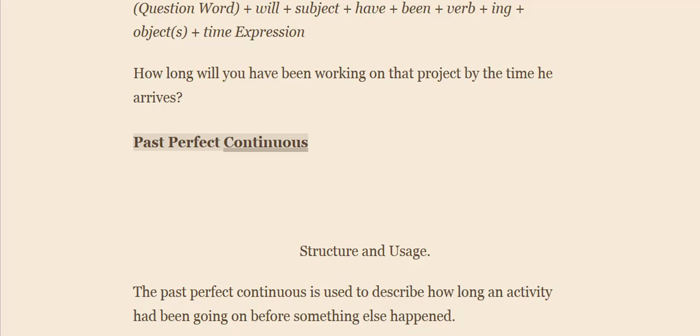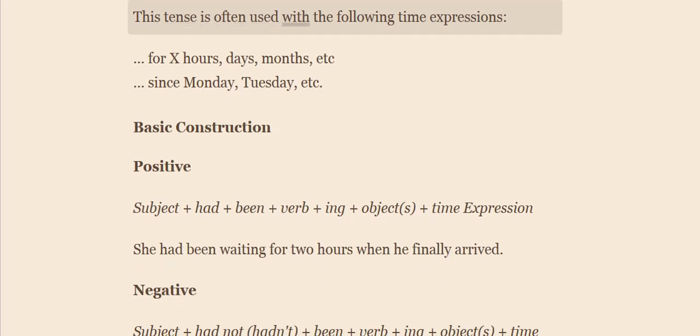Past perfect continuous. Structure and usage. The past perfect continuous is used to describe how long an activity had been going on before something else happened. This tense is often used with the following time expressions: for X hours, days, months, etc., since Monday, Tuesday, etc. Basic construction: positive: subject plus had plus been plus verb plus -ing plus object(s) plus time expression. She had been waiting for 2 hours when he finally arrived.